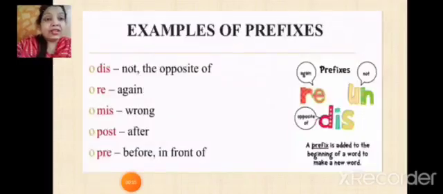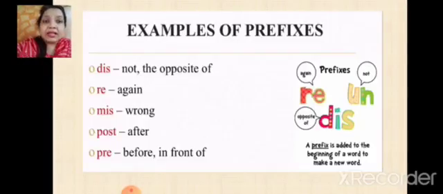Now children, let's check a few examples of prefixes. Dis generally means not or the opposite of something. Re means again. Miss means wrong. Post means after, and pre means before or in front of.